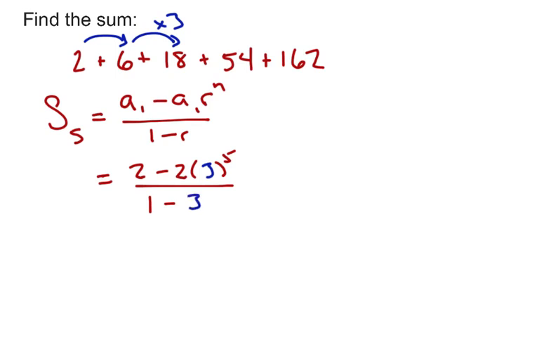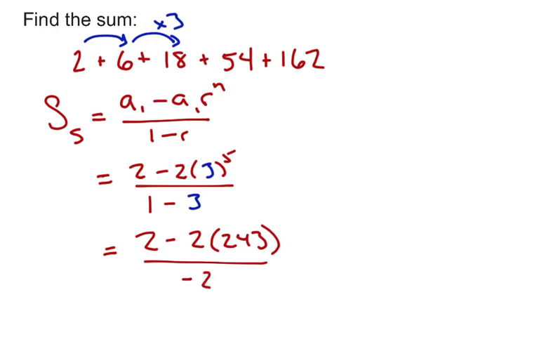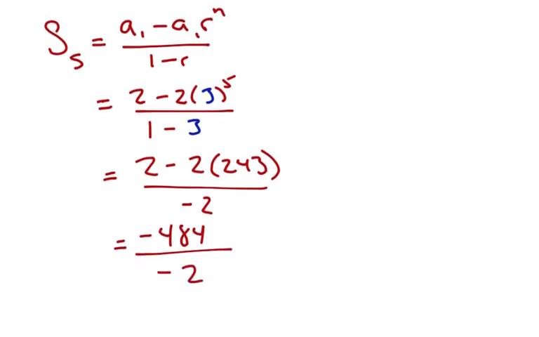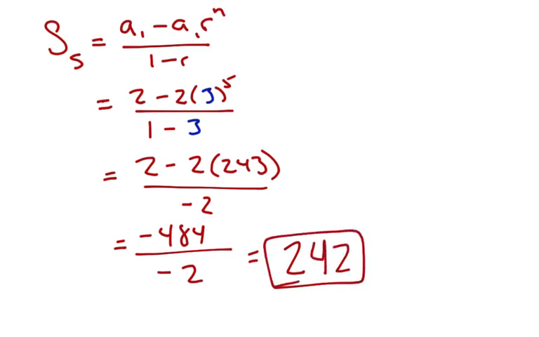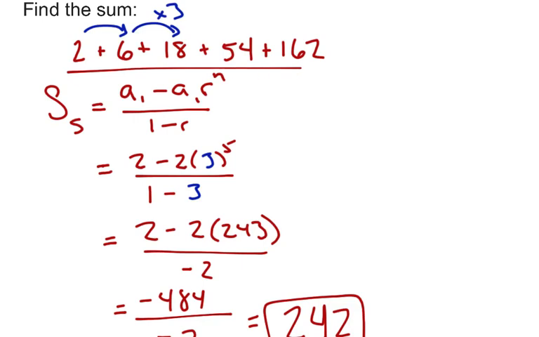Now we have all the numbers in the formula, and it's just a matter of simplifying. So 3 to the 5th power is 243. And 1 minus 3 is negative 2. So 2 minus 2 times 243 is negative 484, which we're going to divide by negative 2, and we get 242. And if you went back up here and added all these up on your calculator, you should get 242.